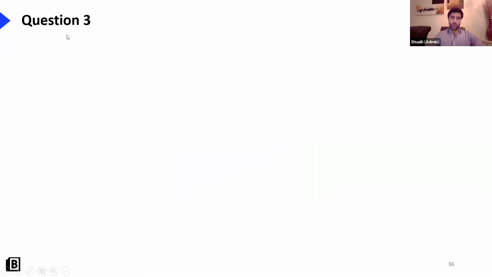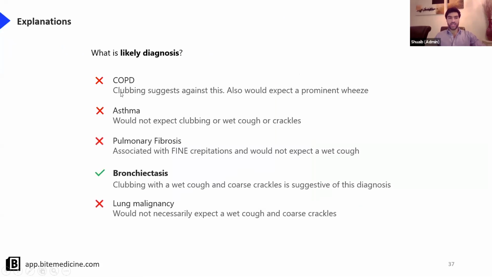So why isn't this COPD? So the patient has clubbing. Clubbing, you don't get clubbing in COPD. So that's a less likely diagnosis. Also, we would expect a prominent wheeze. The patient had wet cough and coarse crackles which change on coughing. That's very indicative of bronchiectasis.